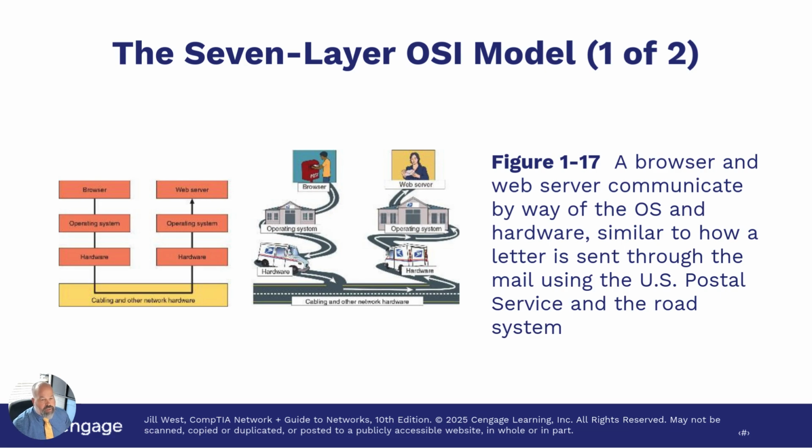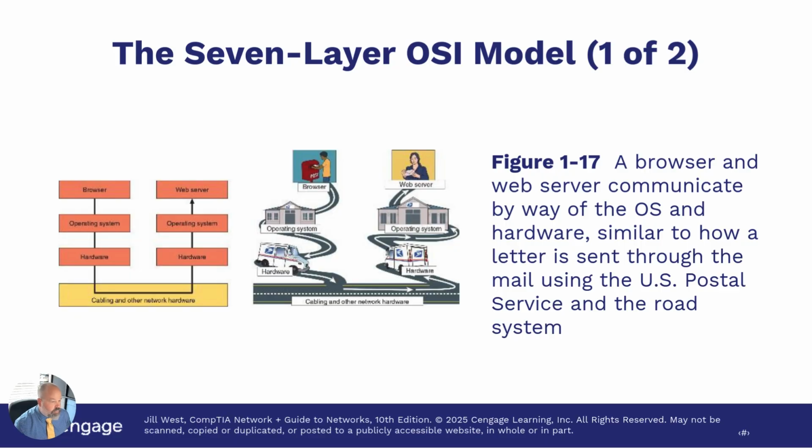The OSI model is like the master blueprint for how data travels through a network. OSI stands for Open Systems Interconnection. It breaks down the process into 7 layers, each layer with its own job. This diagram compares it to mailing a letter.